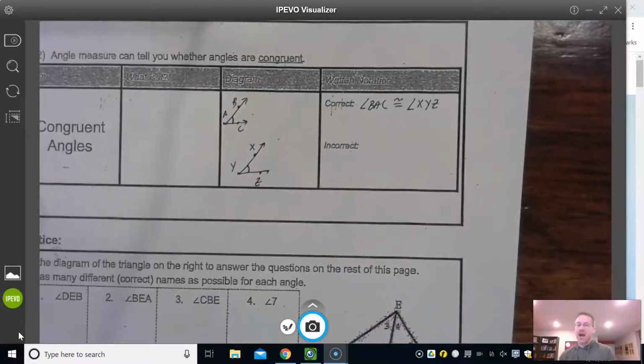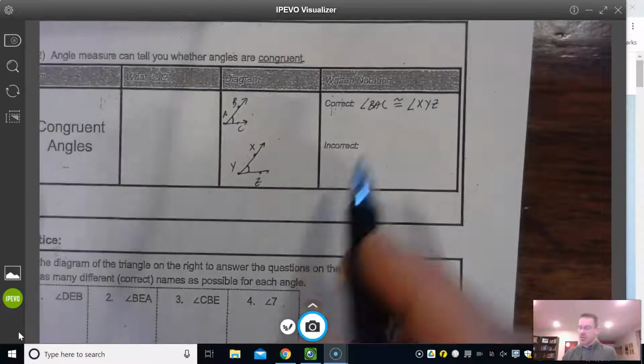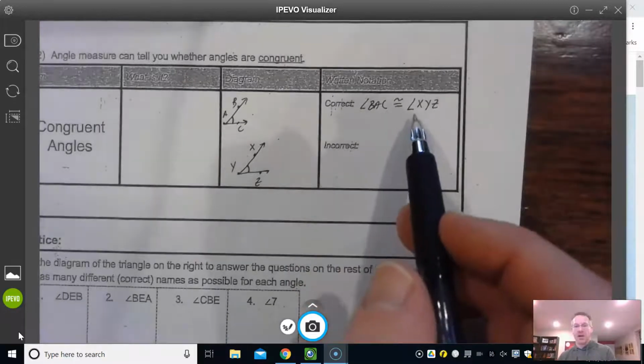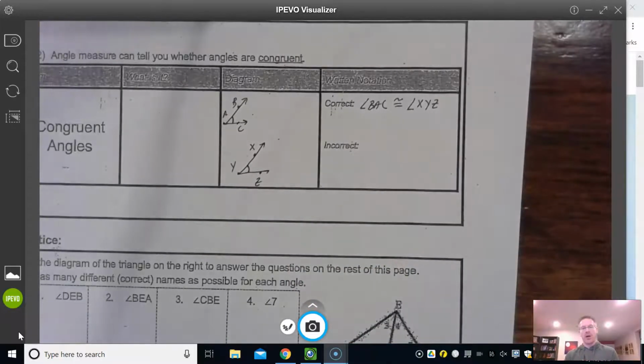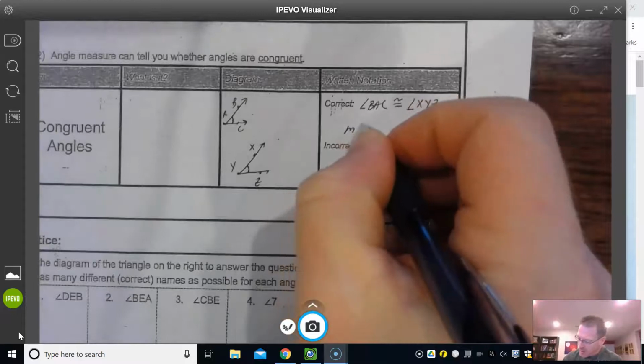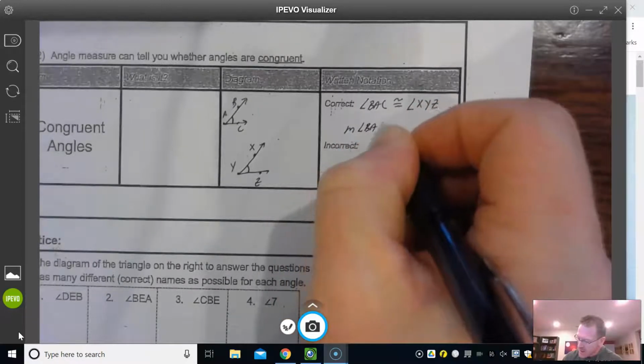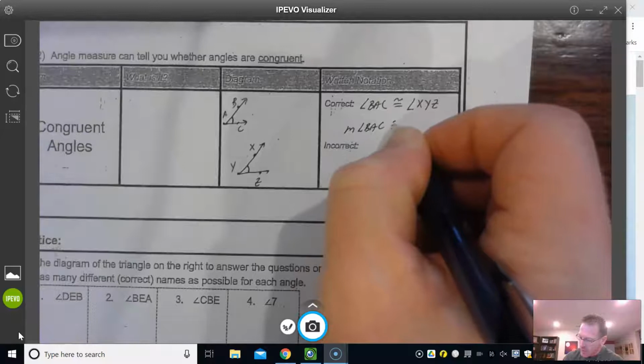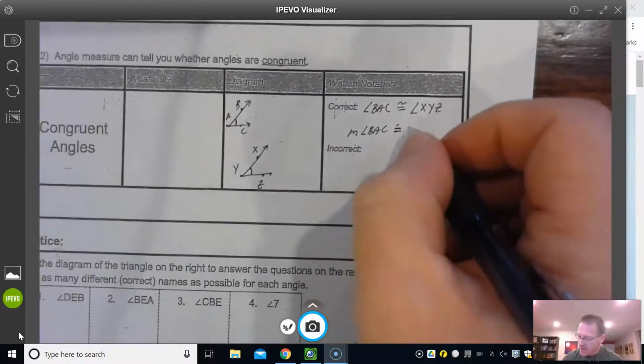Now, the difference is when we talk about measure. Congruence is really talking about the shape, not a number. Think about interchangeable parts. It means I can stack them right on top of each other. They're going to look exactly the same and fit together. Now, when we talk about the measure, the actual number, we put the M out front, and we only say equal to. We don't put the little bar over the top, so we don't have anything over the top.